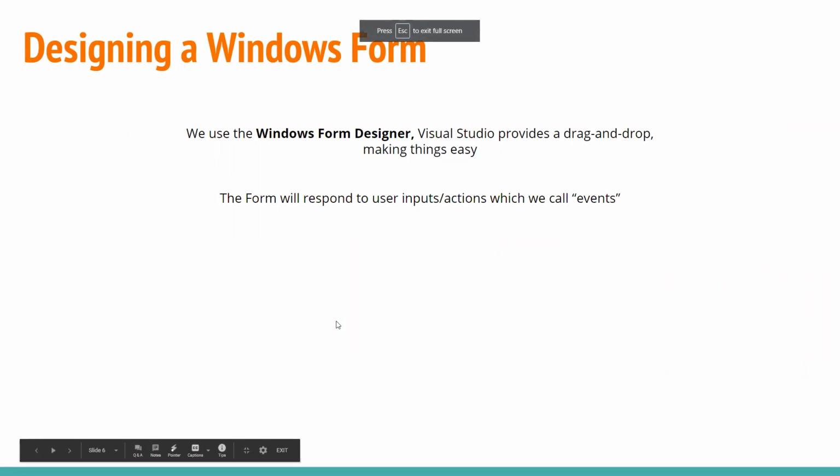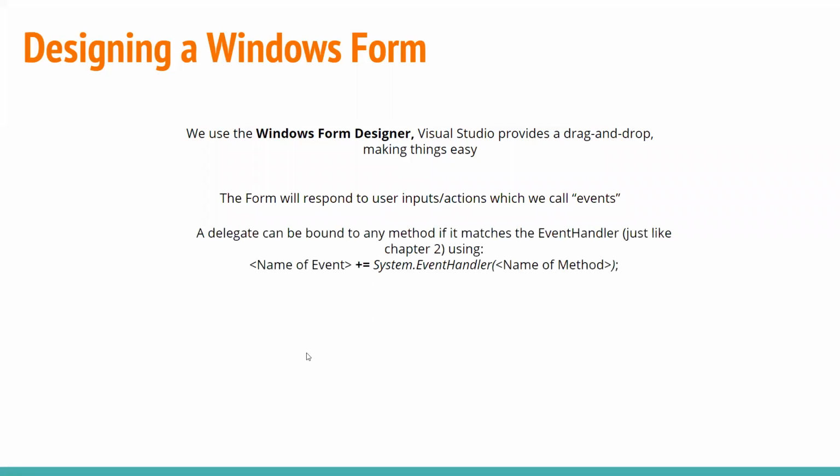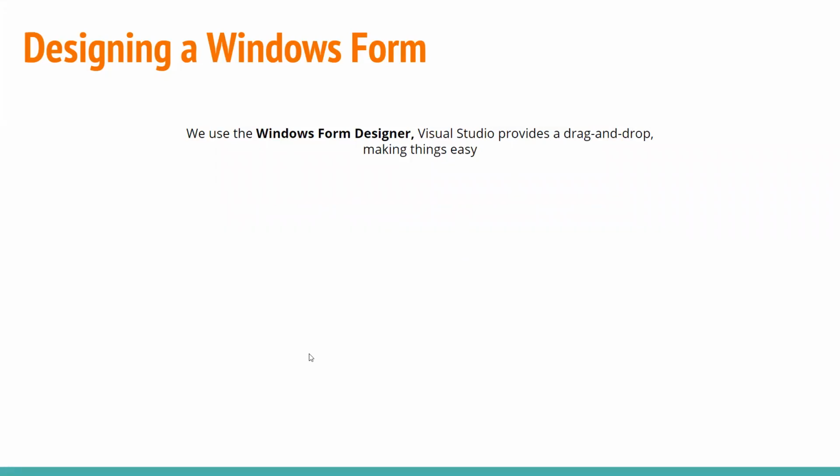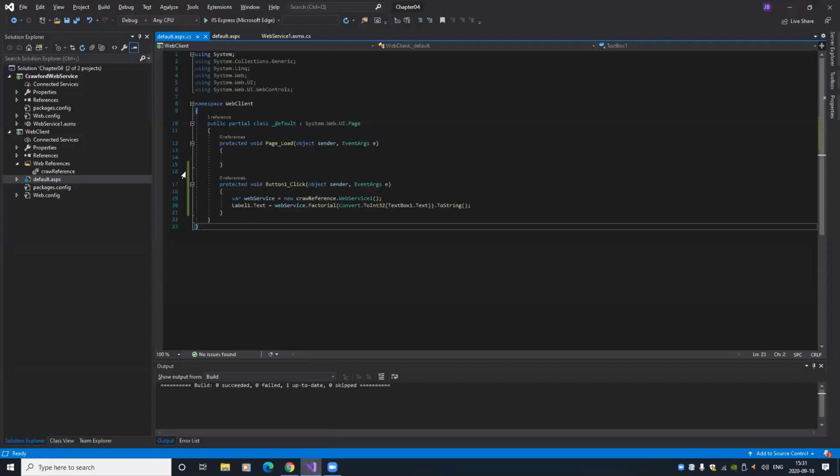The form will respond to user inputs and actions, which we call events, and you guys already know that. So when the user does certain things, we'll call or raise specific events. That's a structure that you guys should be okay with. So to start with, I'm just going to show you an example of creating a Windows form, just so that it doesn't stay abstract for too long.